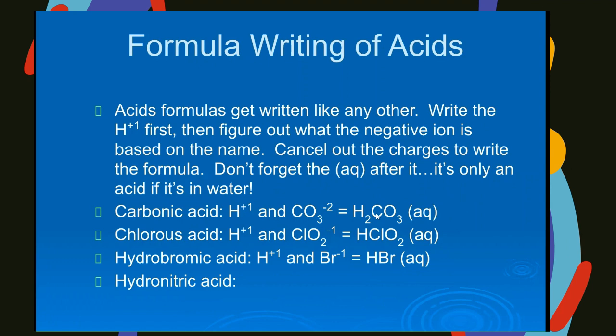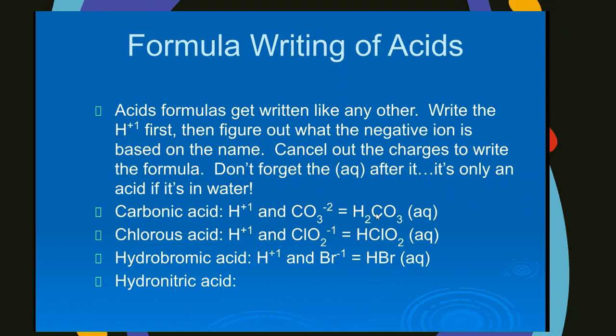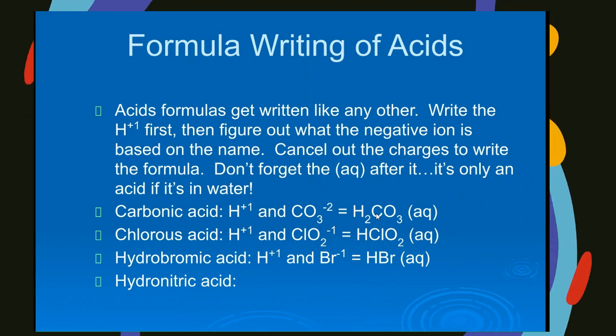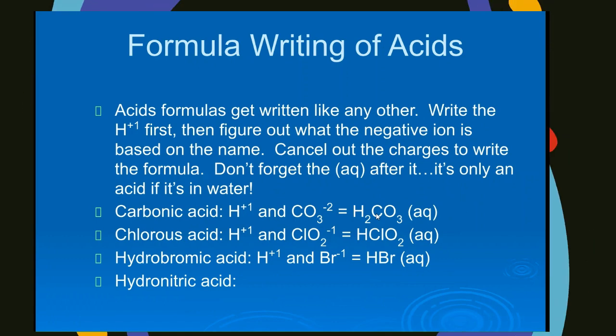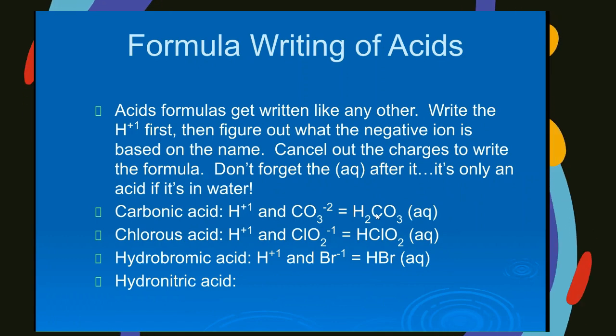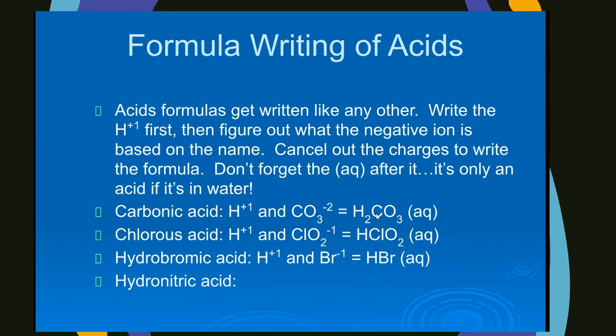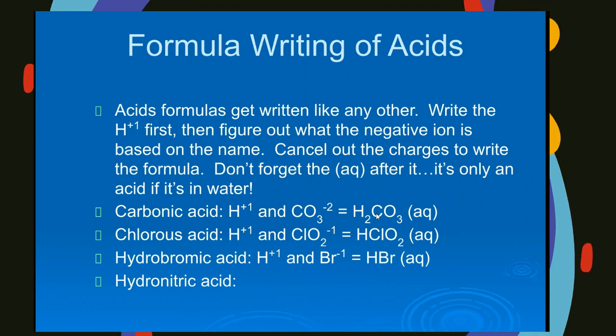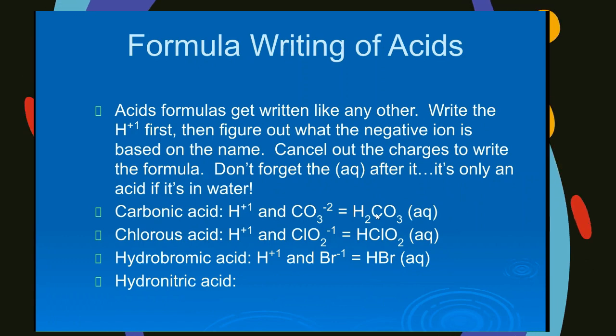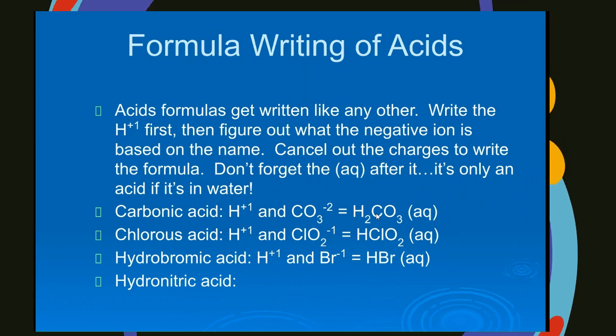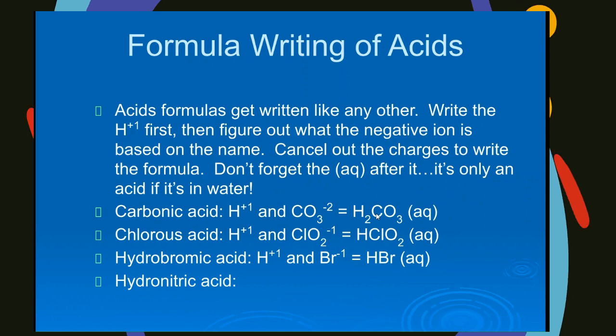Now, how do we write the formula of acids? Acid formulas get written like any other. Write the H plus first. Then figure out what the negative ion is based on the name, and cancel out the charges to write the formula. Don't forget to put aqueous after it. It's only an acid if it is in water, so we show that by writing aqueous in brackets.